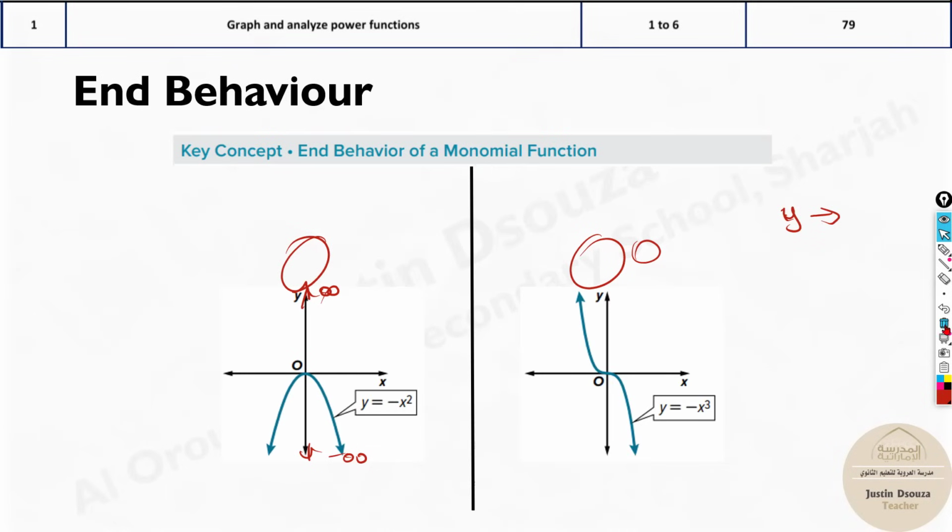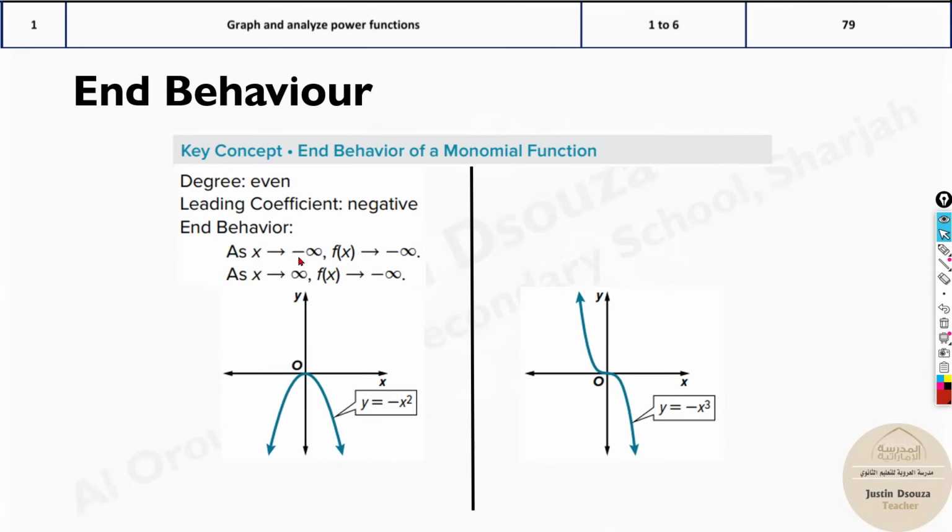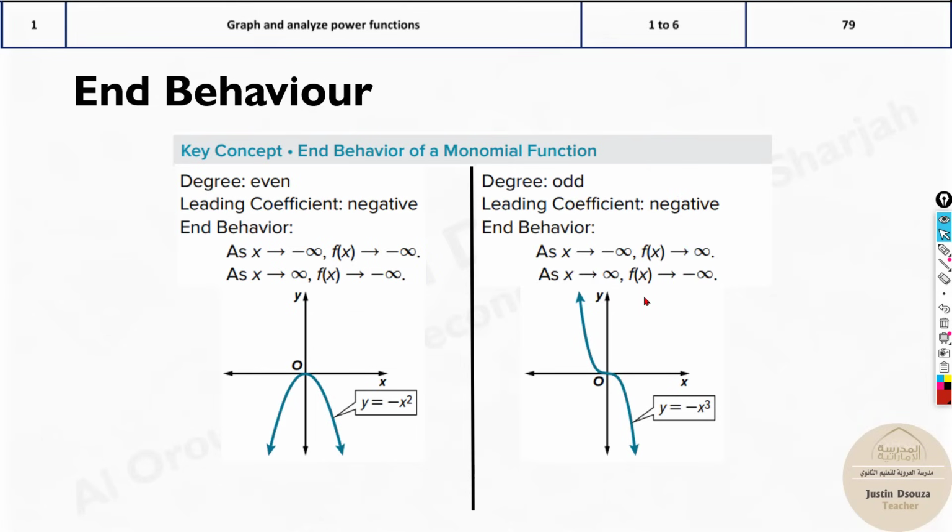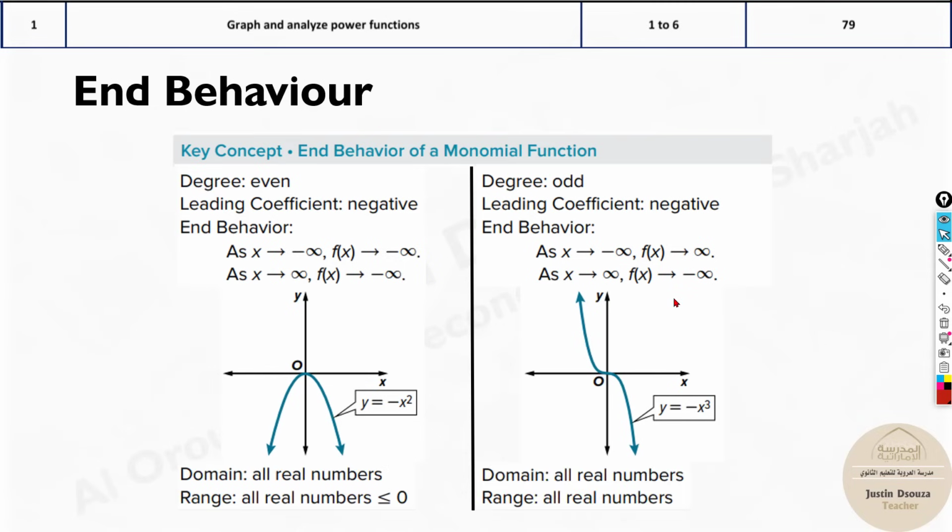Now what if it's minus? If you have minus x squared, it opens downwards. So here the end behavior, for both x negative infinity or positive infinity, is minus infinity because it's downwards. If it's an odd power but minus, the left side goes up, the right side goes down. So as x tends to minus infinity, f of x is positive infinity, and as x tends to positive infinity, it is negative infinity. Odd power functions always have all real numbers for domain and range. But the range for even power functions depends. If it's minus, the range is always less than or equal to 0, only values less than 0.